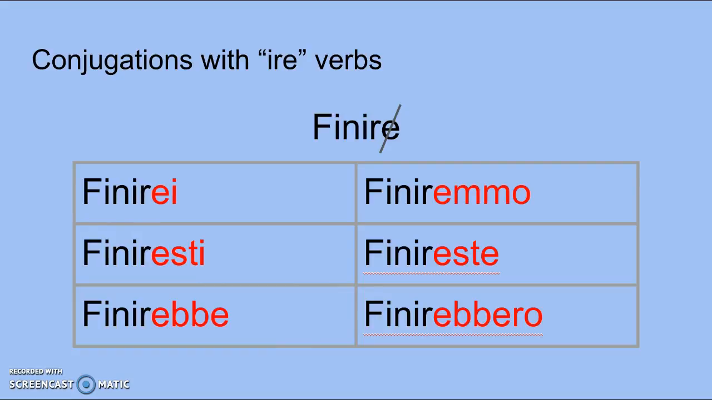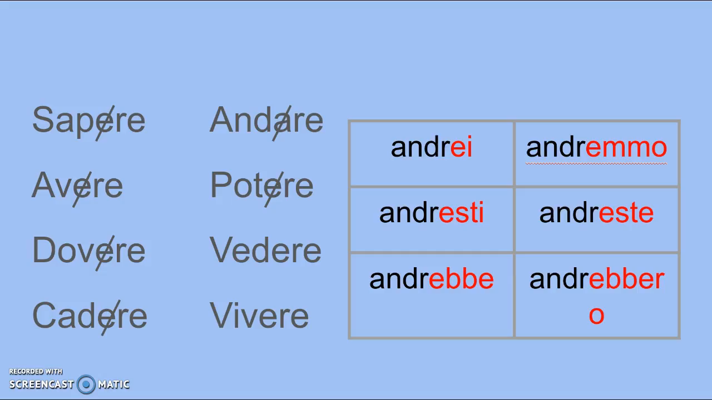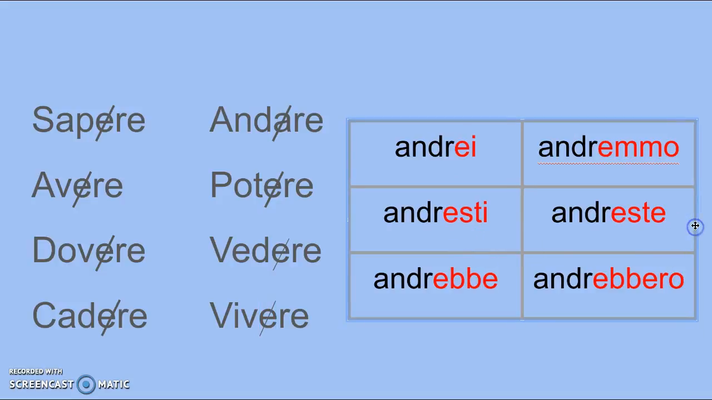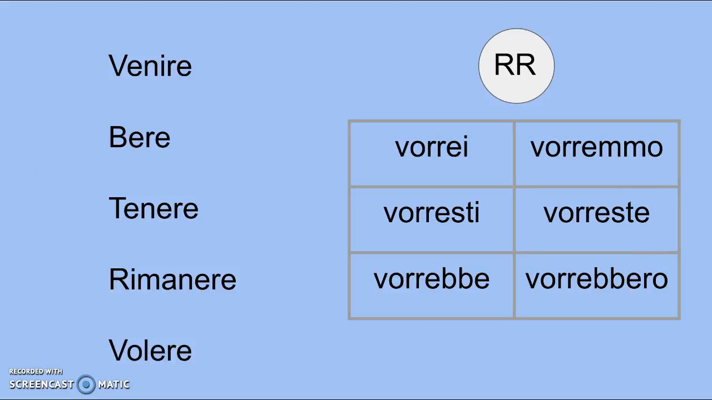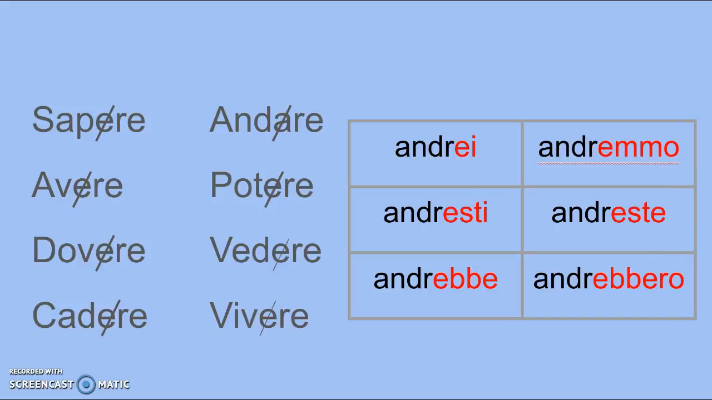But it's not this easy because there are irregulars. In this irregular, you cross off the first E for all of them, including these two. Like this. And you replace it with the same endings. Andrei, andresti, andrebbe, andremo, andreste, andrebbero.